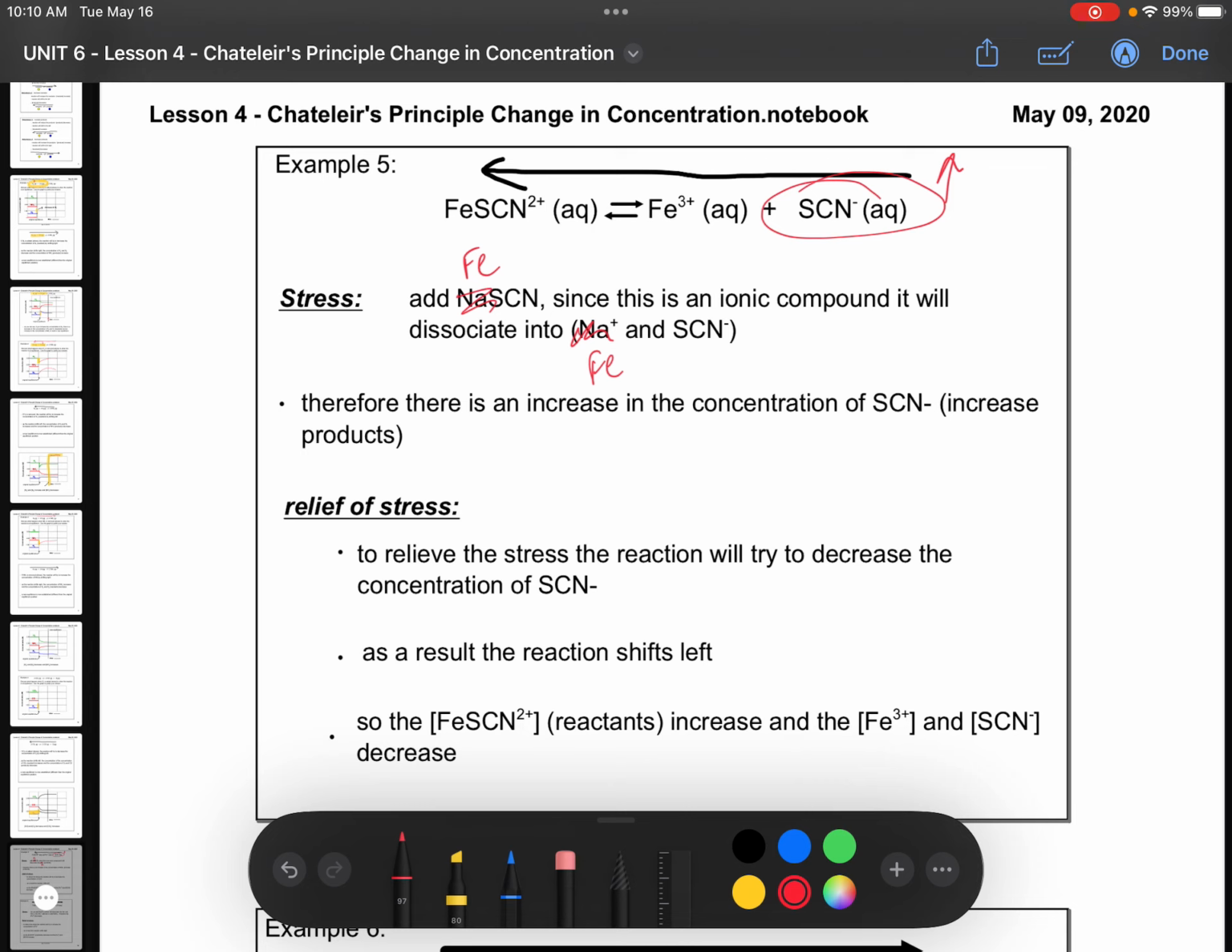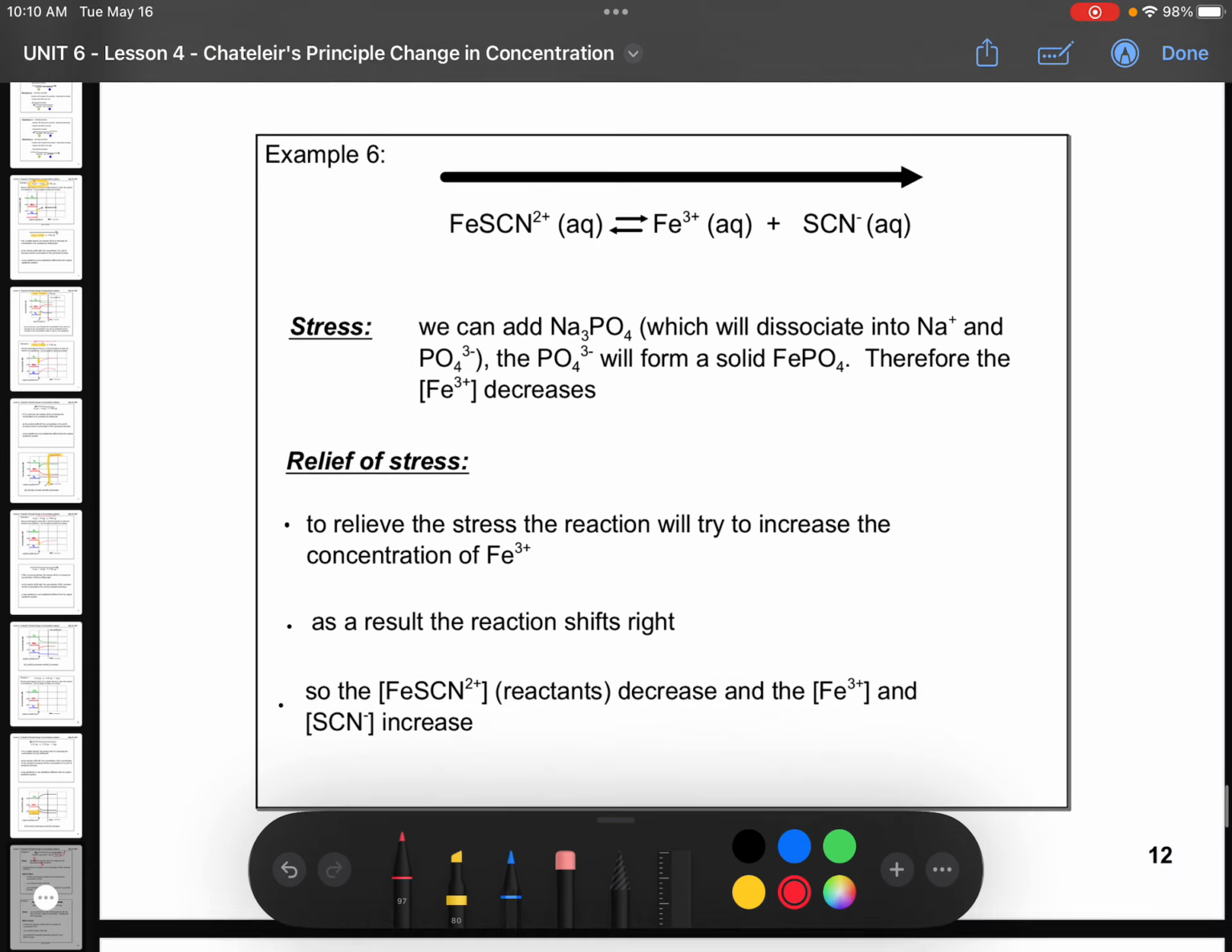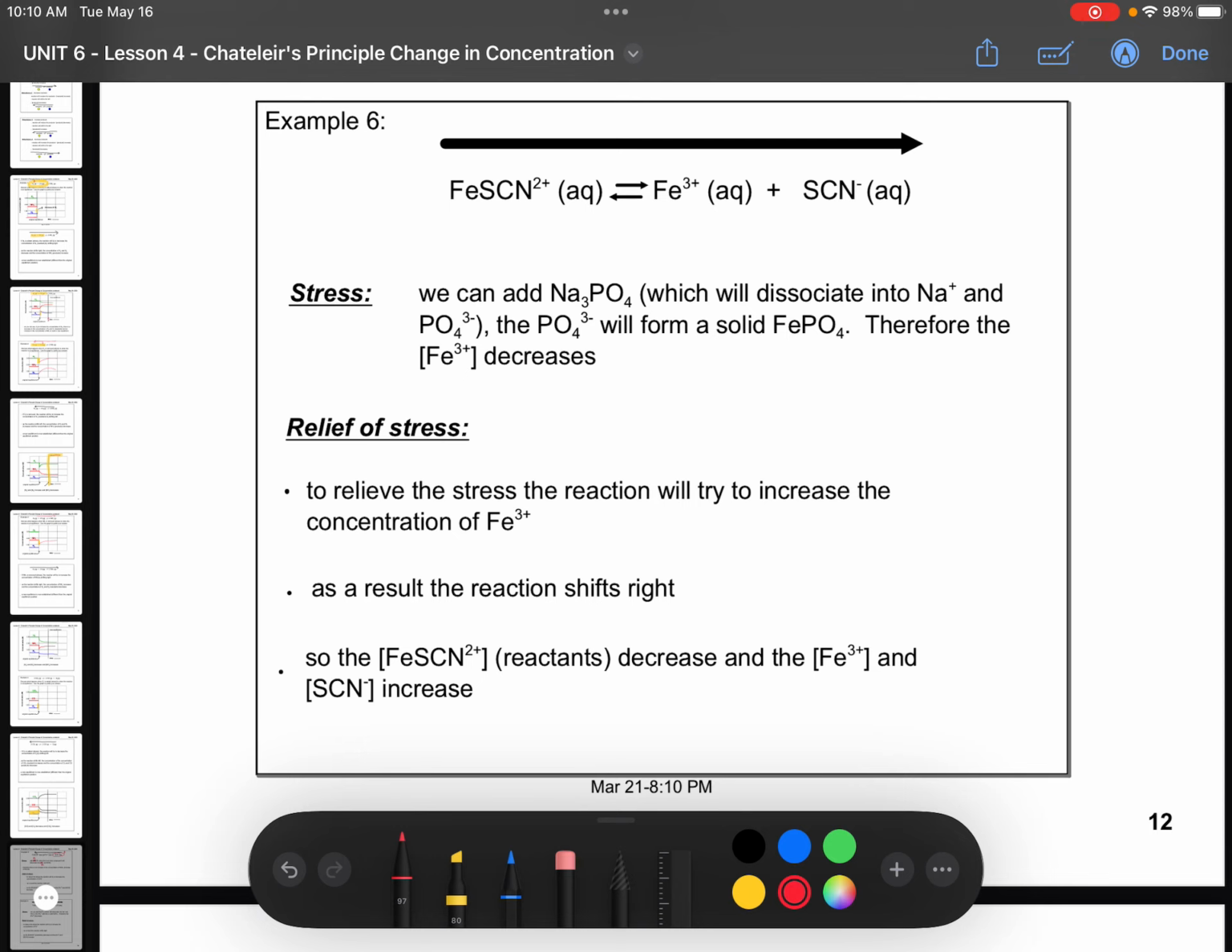Because SCN increased, we're going to reduce that by shifting to the left, adding more to our FeSCN, because FeSCN is our reactant. So because our product increased, we need to shift to the left in order to reach equilibrium, and that is what we will be doing.